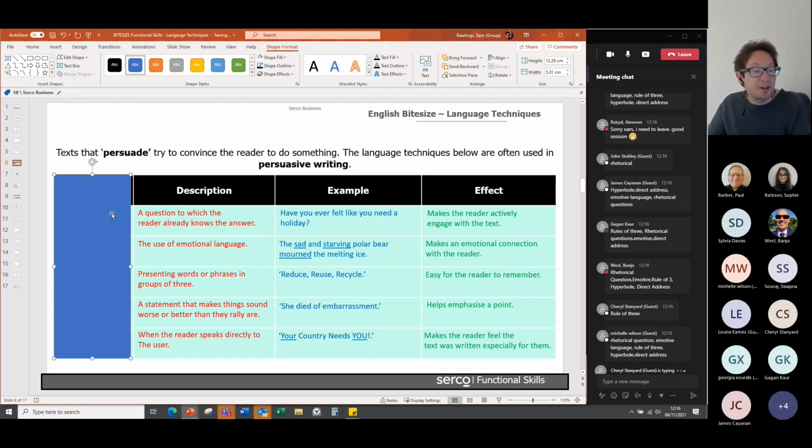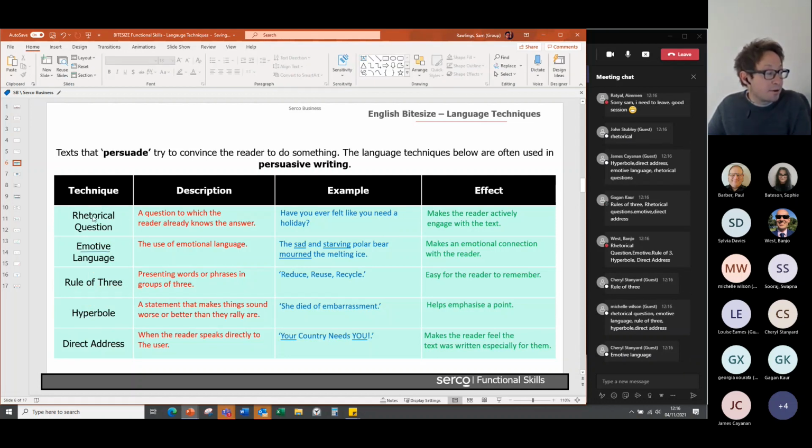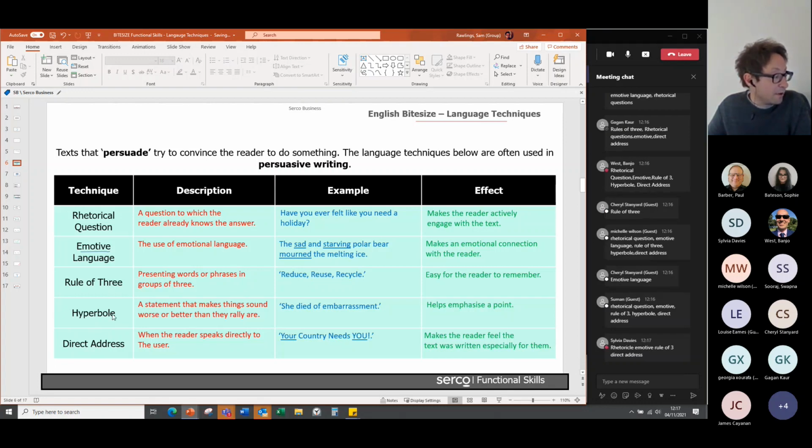All right, good. So that's just a bit of a practice, just trying to kind of remember what those are called, because we'll need those in the next exercise. So we've got rhetorical questions, question you know the answer to, emotive language. So this is the use of emotional language. The rule of 3, it's these kind of slogans presented in 3s. We've got hyperbole, which is basically exaggeration, and then direct address, so addressing the reader directly.